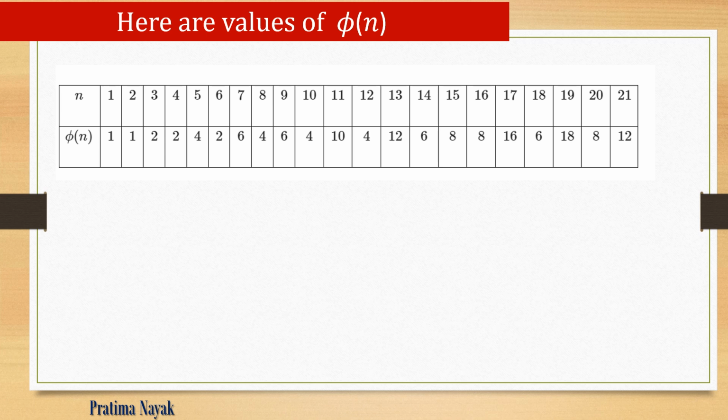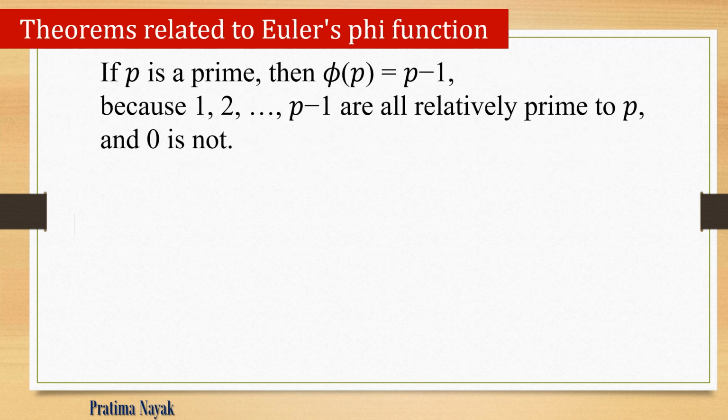But is it possible to find phi of n for all the numbers? So there should be some shortcuts or theorems or rules. So let us go one by one.